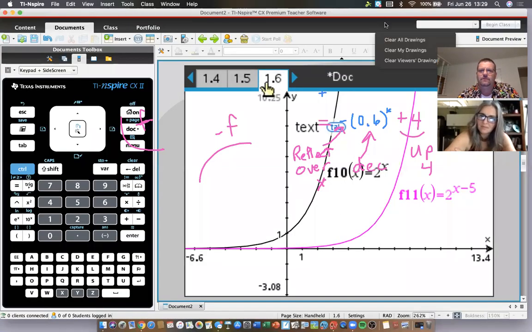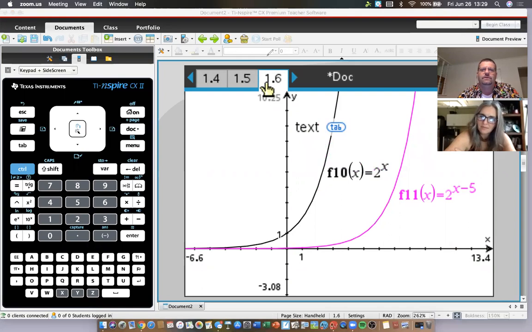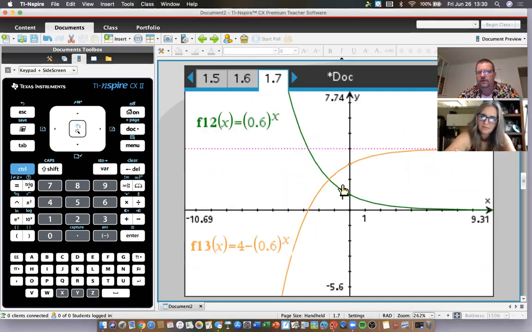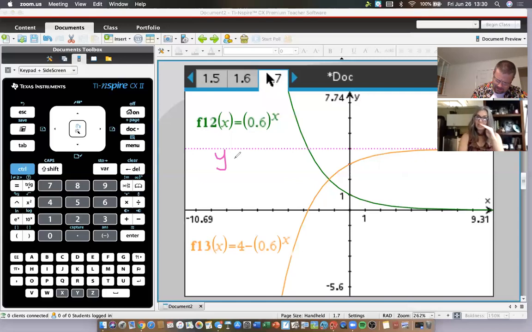Moving on to the next slide, we see 0.6 to the x, and I walked you through mentally what I was doing in my head. I would have reflected it, so I'd have that yellow graph coming to the x-axis from below, but instead I scooted up 4 units. So this asymptote is at y = 4. And this time it's approaching the asymptote from underneath.